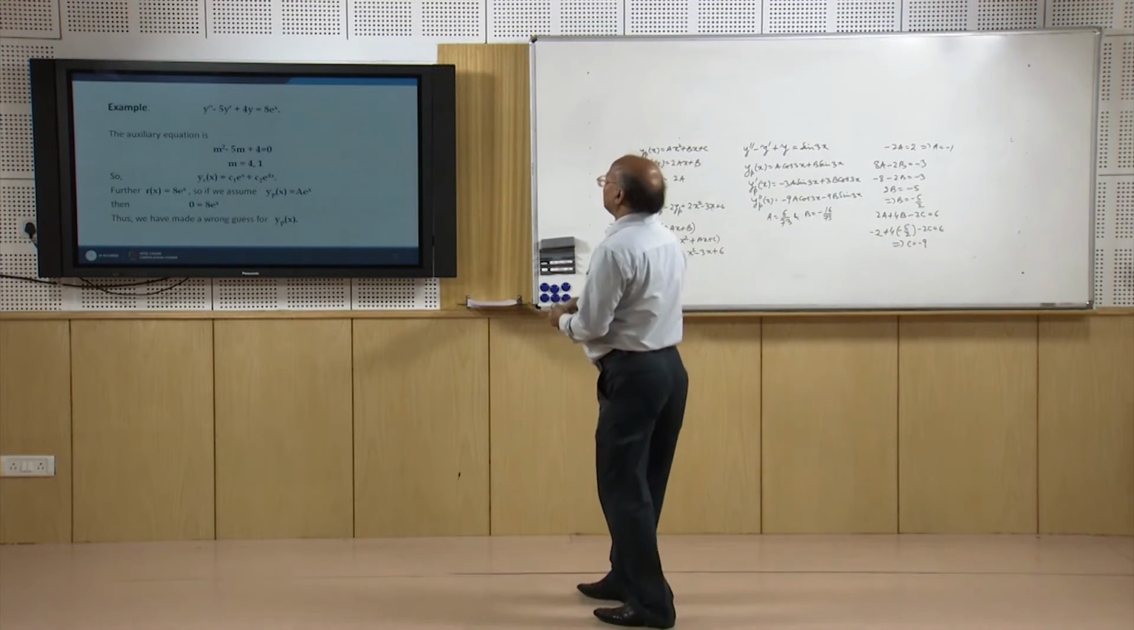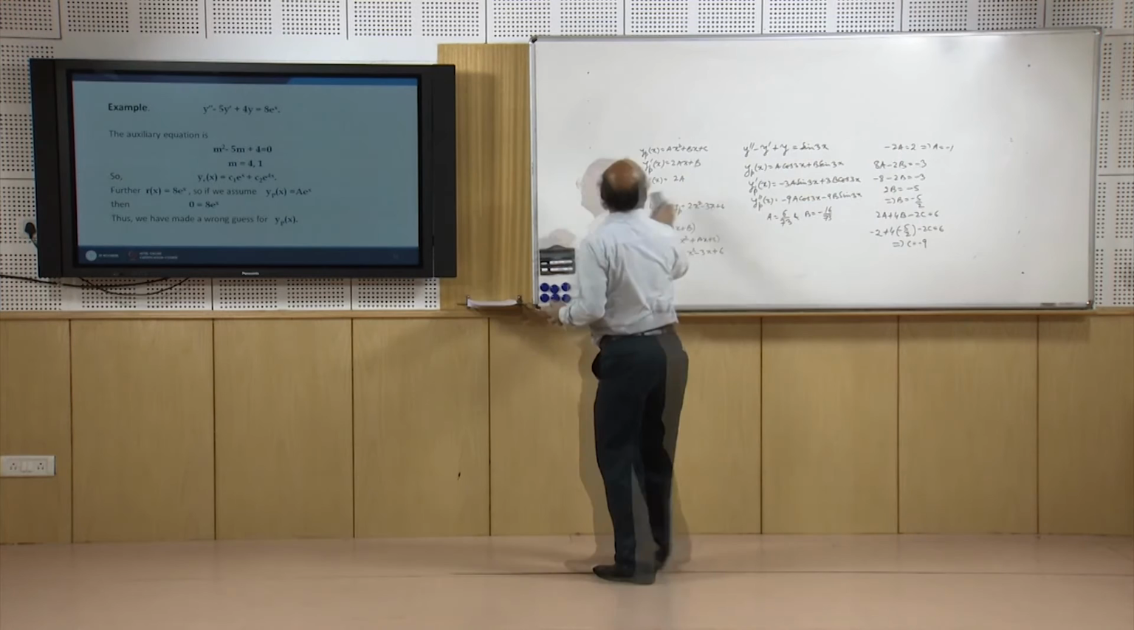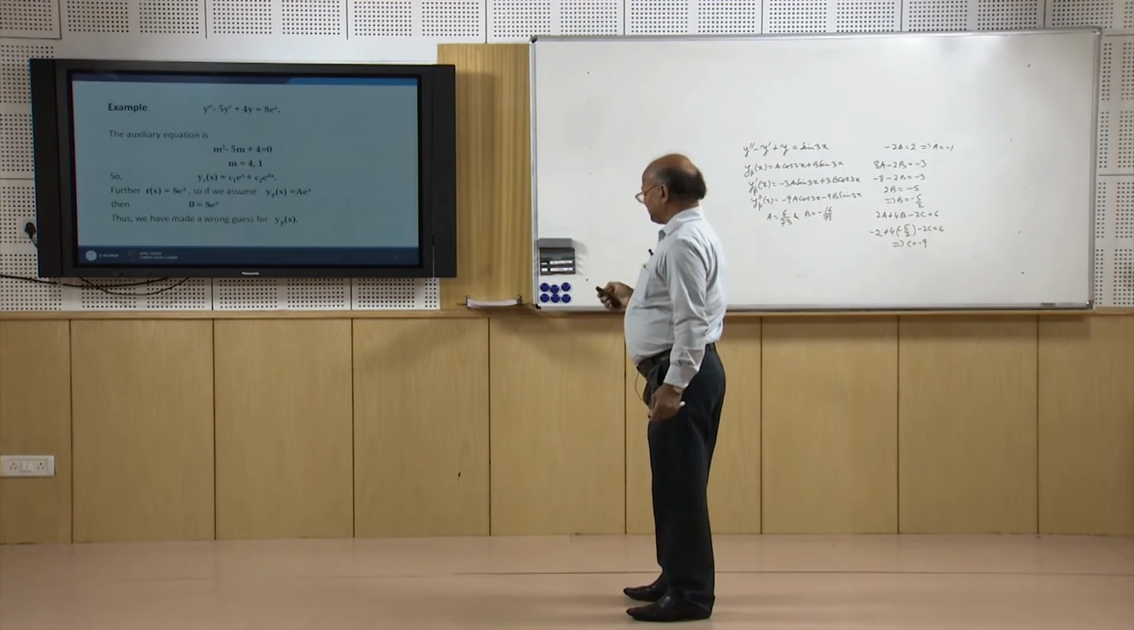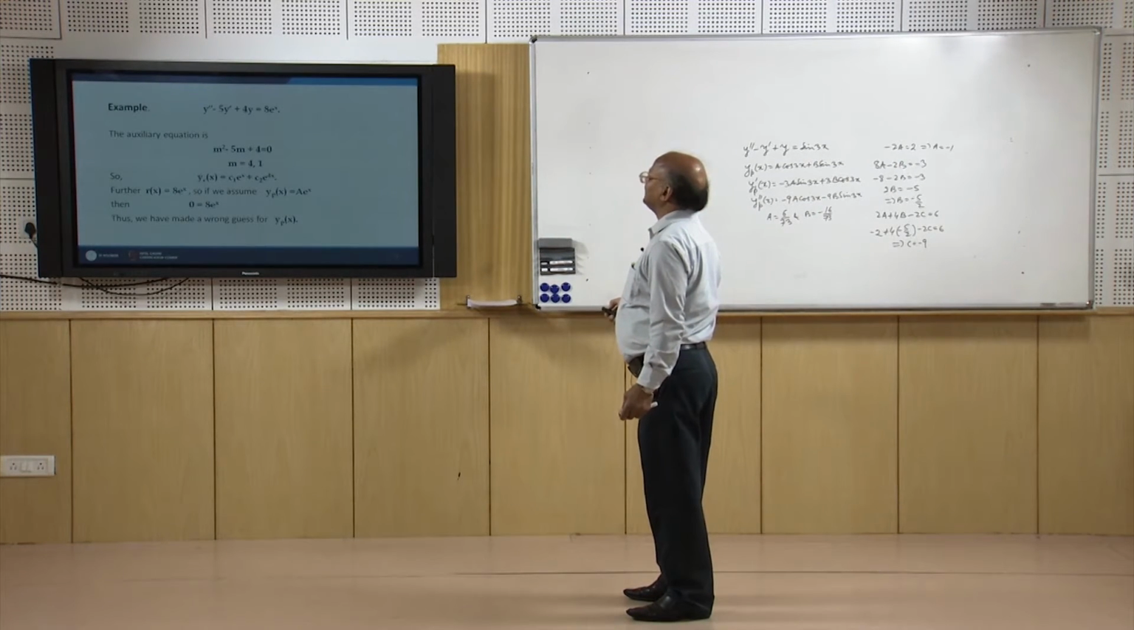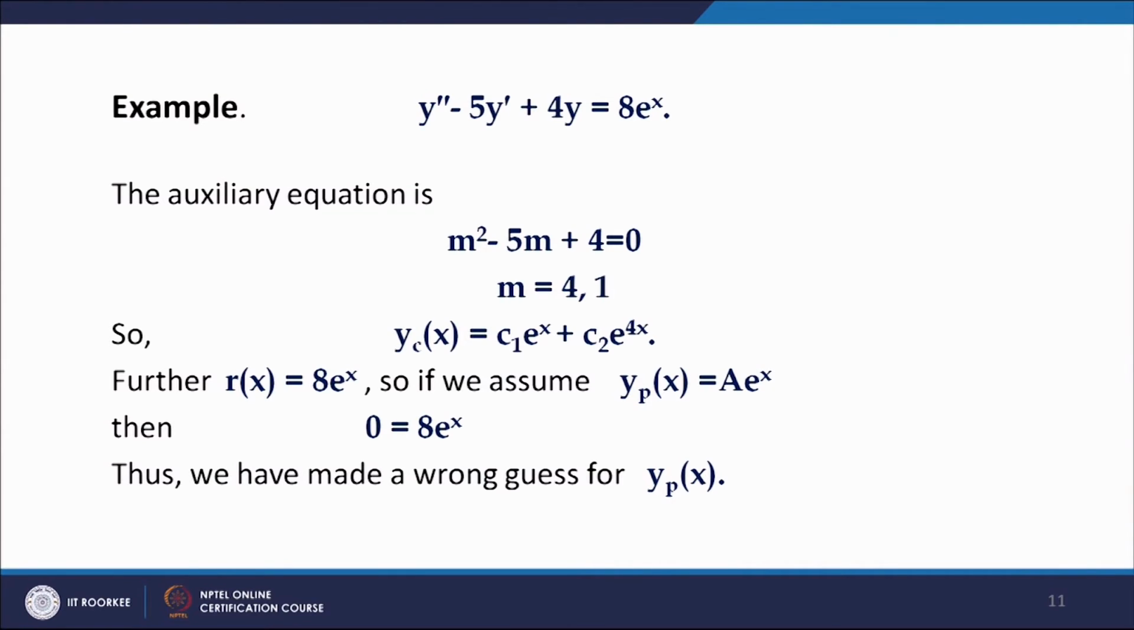So, let us take up this problem, y double dash minus 5 y dash plus 4 y equal to 8 e to the power x. Here we can write the auxiliary equation as m square minus 5m plus 4 equal to 0. So, we get two values of m which are 4 and 1, they are distinct values. So, the complementary function we can write easily, y_c(x) equal to C1 e to the power x plus C2 e to the power 4x.